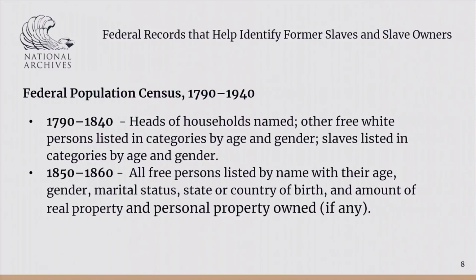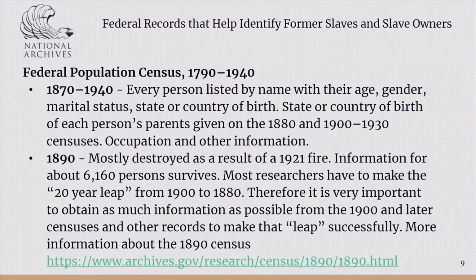state or country of birth, and amount of real property and personal property owned, if any. For 1870 to 1940, you get a lot more detail with every person listed by name with their age, gender, marital status, state or country of birth. State or country of birth for each person's parents is also included in the 1880 and 1900 through 1930 censuses. You also get occupation and other information.